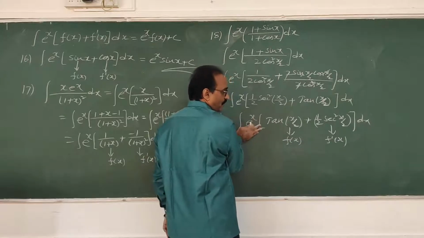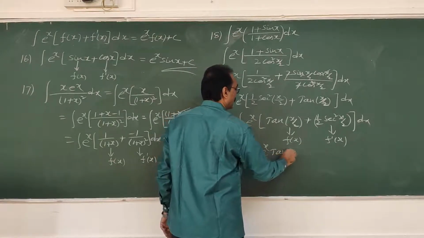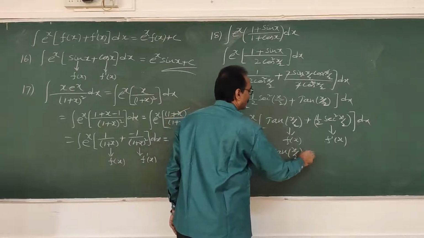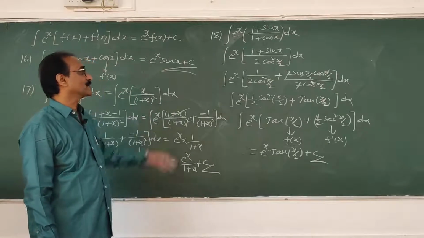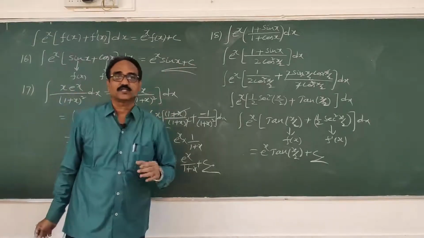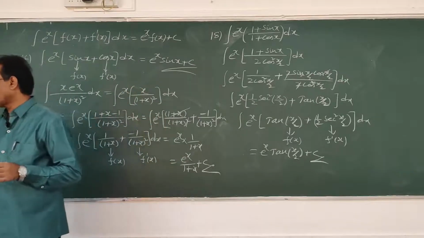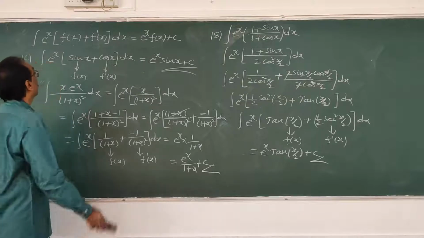Whenever you write in this form, what is the direct answer? e^x into f(x). What is f(x)? tan(x/2). So e^x tan(x/2) plus c. So my dear students, this is very easy. That's why you should know only the formulas. Okay, let us move to problem number 19 also.